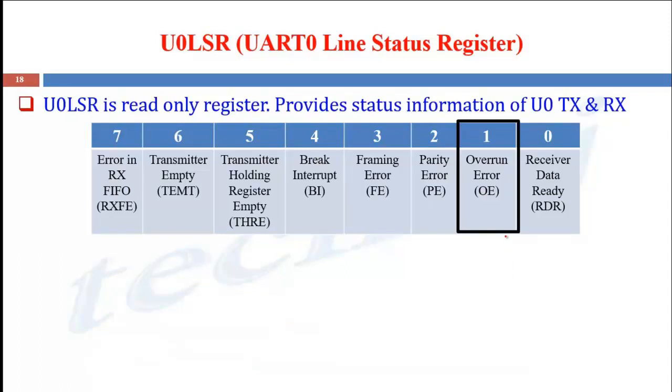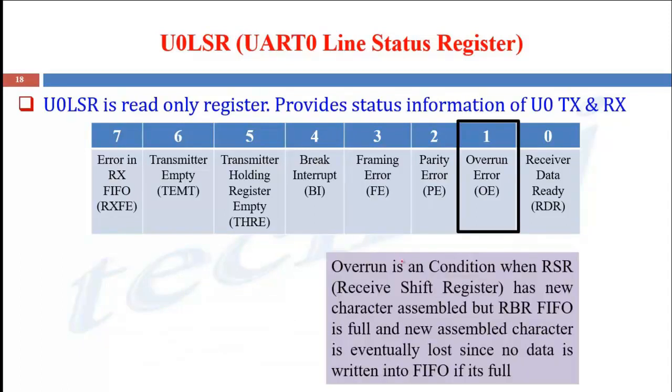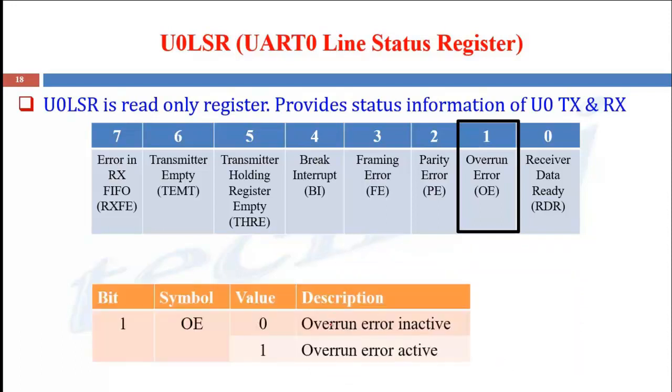Next bit is an overrun error. Overrun is a condition when the RSR, that is the receive shift register, has a new character assembled but the RBR is full. The newly assembled character is eventually lost since no data is written into the FIFO if it is full. When overrun error is inactive, this bit is 0, and when overrun error is active, this bit is 1.